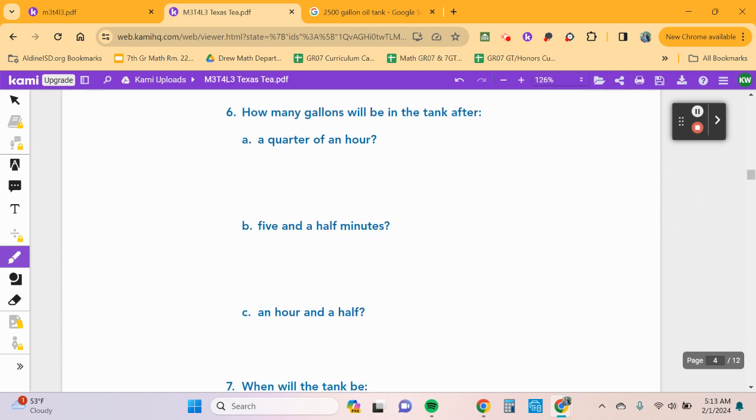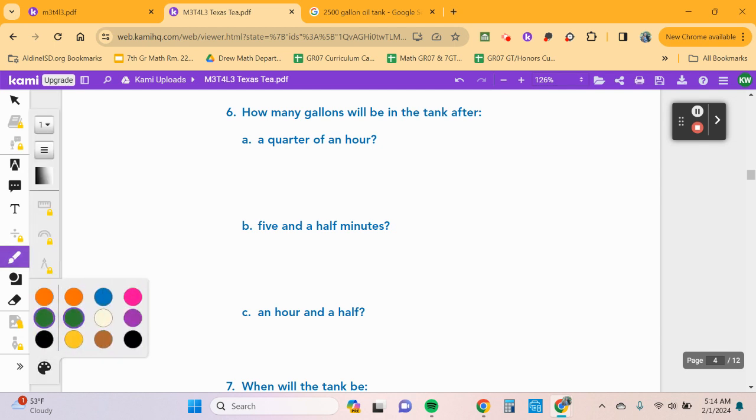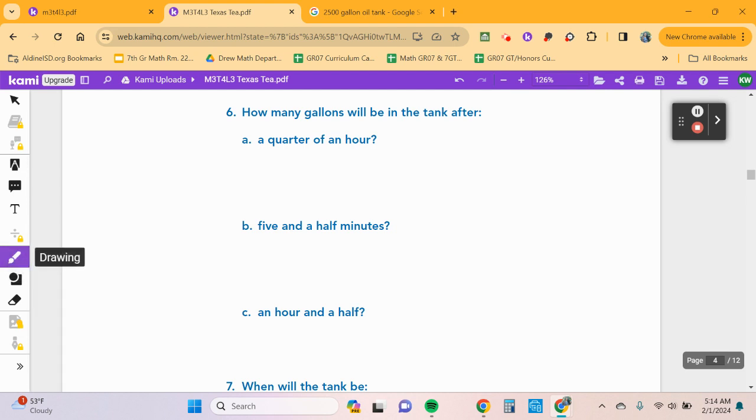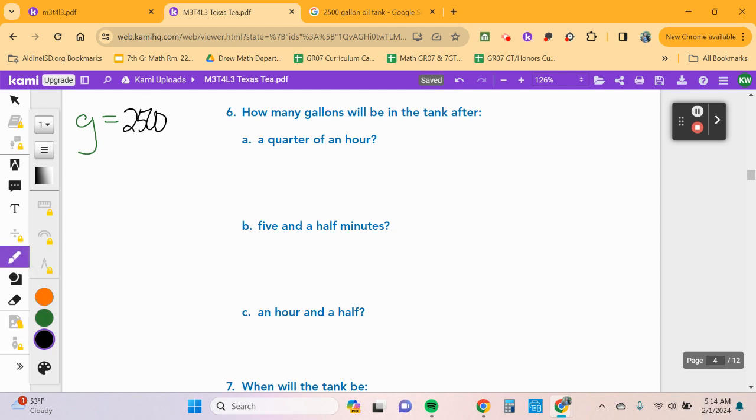Alrighty, question 6. It says, how many gallons will be in the tank after a quarter of an hour, B, 5.5 minutes, and C, an hour and a half? Now, to answer this question, you will need 2 things. First thing you will need is your equation. So I'm going to rewrite that on this page so that you can all see it. But our total gallons will equal 2,500 minus 25 M per minute.